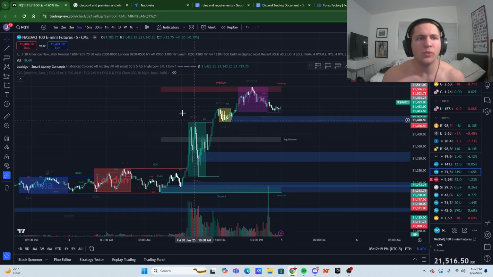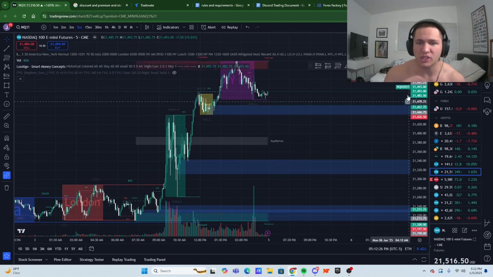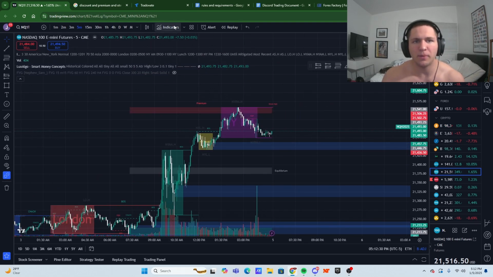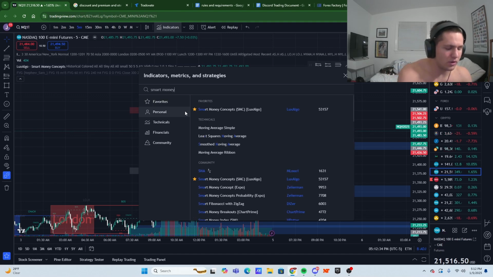Today we are talking about discount, premium, and OTE, which is optimal trade entry. So what is that? Good question. Here we are on the charts. I'm using the Lux Algo Smart Money Concepts indicator, and this has so many tools. This is a really good indicator for beginners on TradingView. And by the way, if you want to use it, click indicators, and then look up Smart Money Concepts.